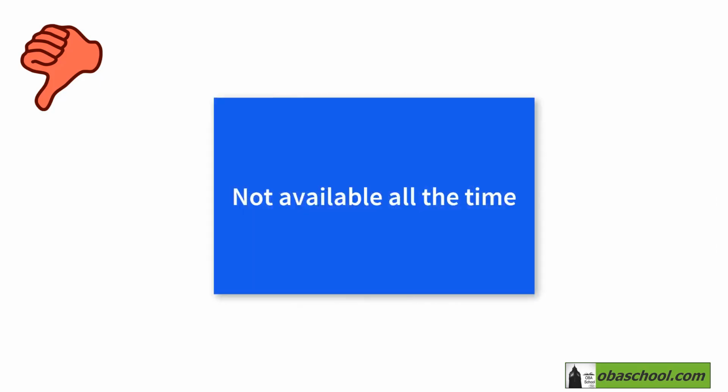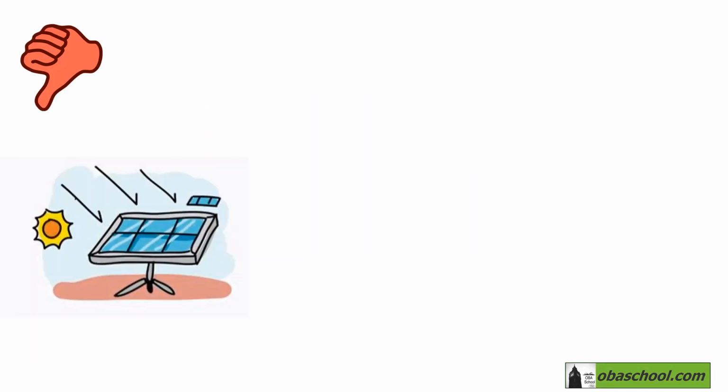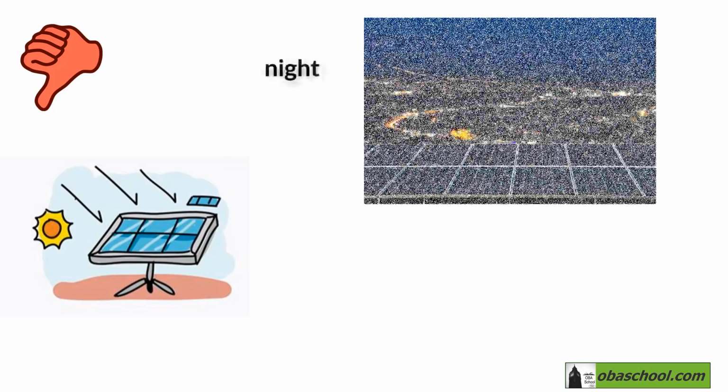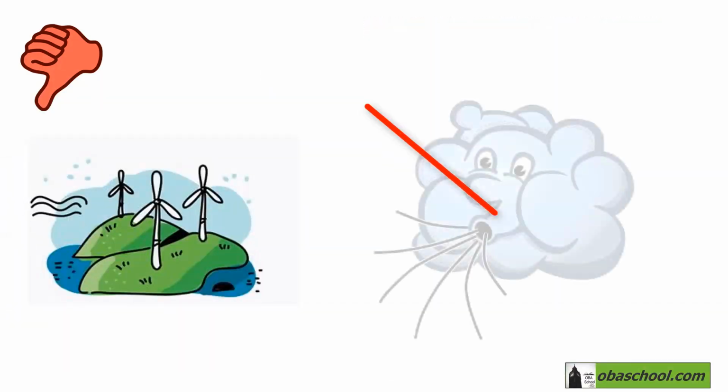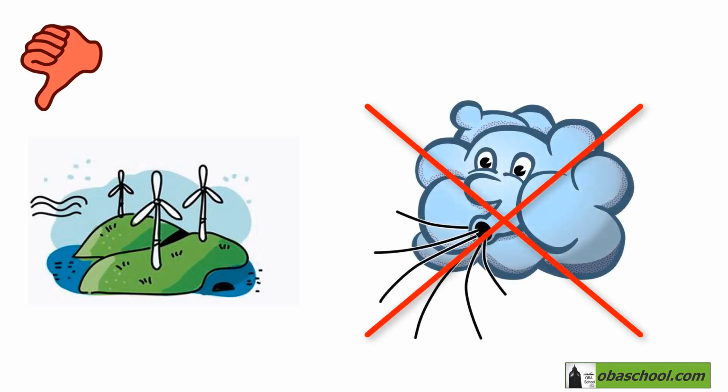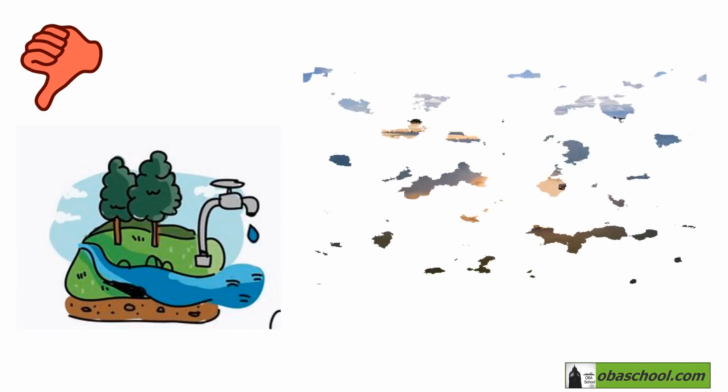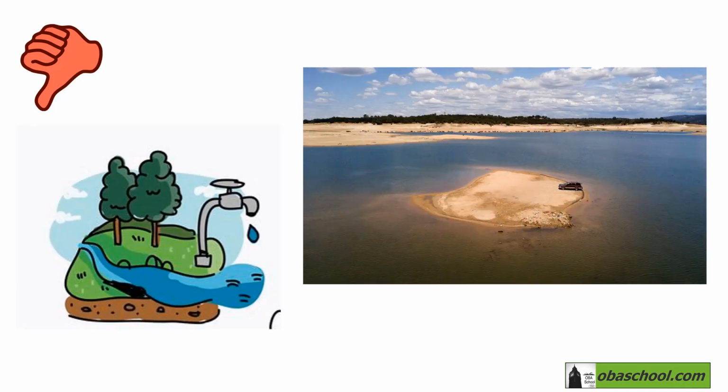Some renewable energy resources are not available all the time or can be unreliable. For example, solar power doesn't work at night and is affected by cloudy weather. Wind power is reduced when there's little or no wind. And hydroelectricity is affected by droughts when reservoirs dry out.